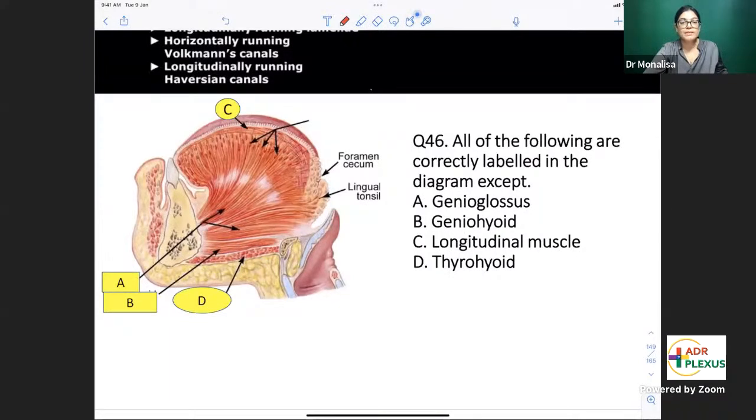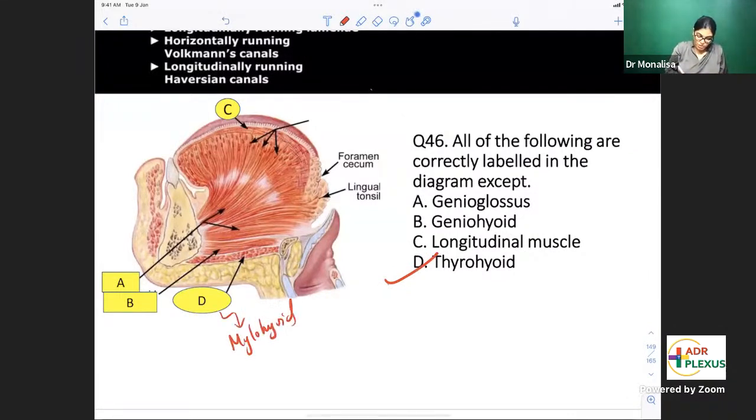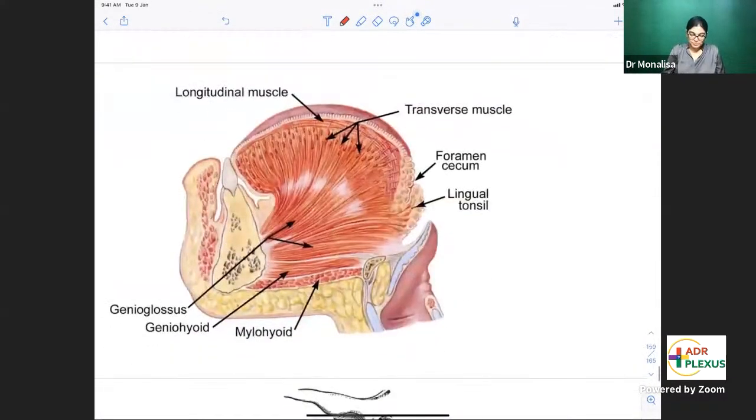Okay, dear. So we have got D. Yeah, absolutely right. D is the wrong labeling. D is mylohyoid, dear. D is which muscle? D is mylohyoid. It is not thyroid. It is mylohyoid. All other labeling is absolutely correct.